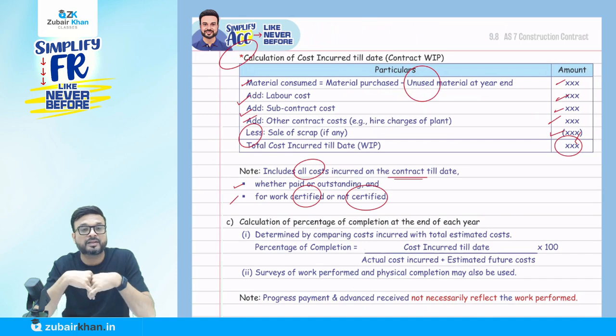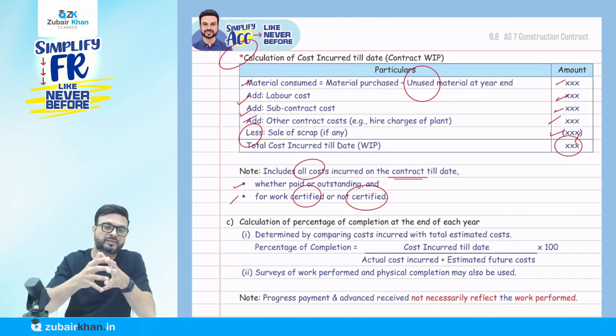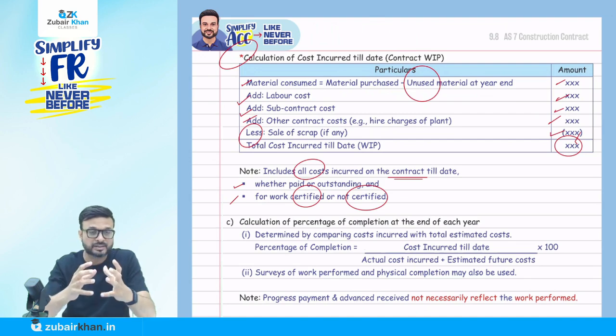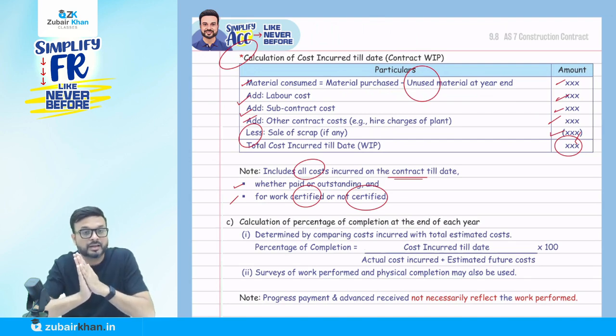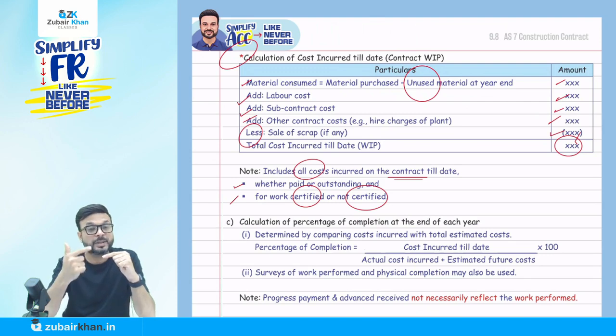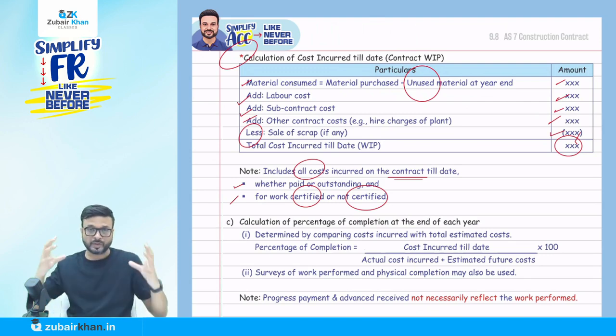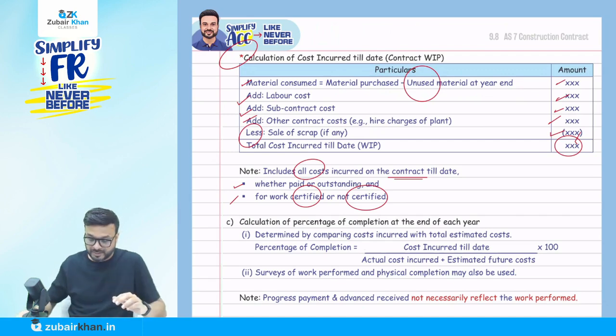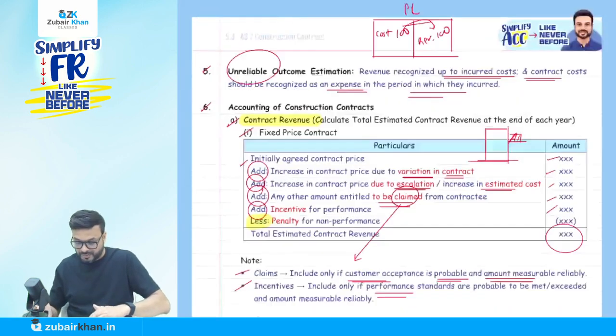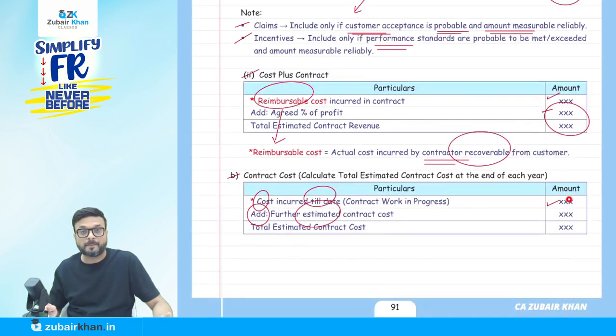It doesn't matter whether the cost has been paid or is payable. Whatever cost is paid or payable till the date, that is, at the end of the year, will be considered as the construction cost which has been incurred. Incurred does not mean paid. Incurred means paid or payable, where we have received the services. So this is the cost that we have incurred till date.